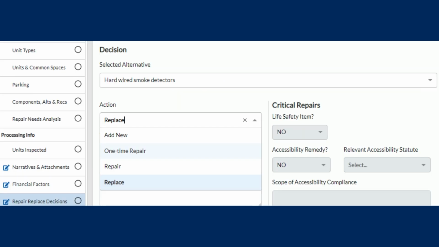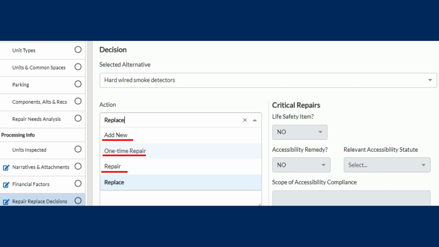Next, you'll decide if you agree with the preparer's recommended action for the component, whether to add a new one, make a one-time repair, make a regular repair, or replace the item. Sometimes preparers recommend adding a new component, such as a dishwasher or air conditioning unit, to enhance the marketability of the property or to address resident comfort. A one-time repair is one that has no recurring cycle. Usually this is for something that is broken and needs to be fixed immediately.